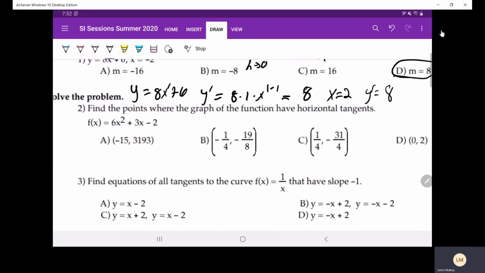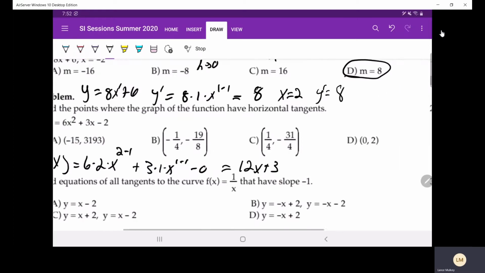Now, we want to find all the points where the graph of the function has horizontal tangents. A horizontal tangent is a fancy way of saying that the tangent line has a slope of 0. So you want to find the derivative, f prime of x. We're going to use the power rule, so it equals 6 times 2 times x to the 2 minus 1, plus 3 times 1 times x to the 1 minus 1, and then minus 0 because the derivative of 2 is 0. So you end up with 12x plus 3.